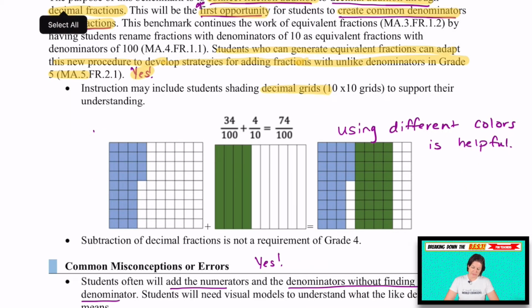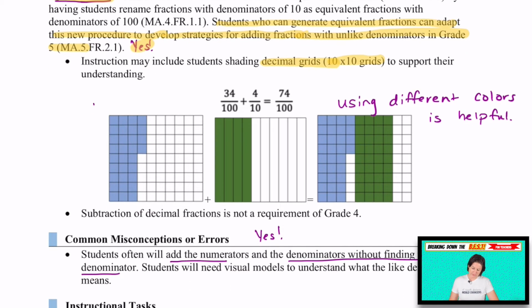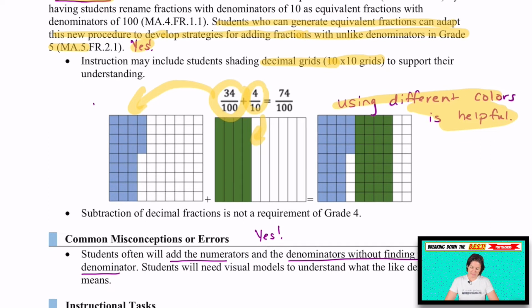We will definitely be using these decimal grids right here, 10 by 10 grids. And I just made a note here that using different colors is helpful. So like for 34 hundredths, they made it in blue, and then 4 tenths right there, and then adding them together down here so you can see the two combined.